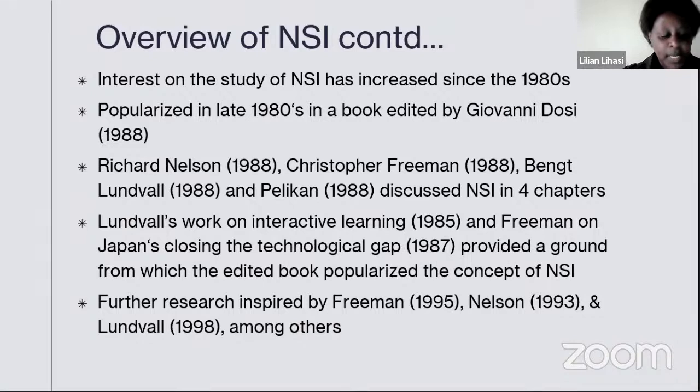We find that in this chapter, Nelson concentrated on institutions supporting technical change in the US. Freeman once more focused on the Japanese case. The chapters by Nelson and Freeman simply assume that there were national systems of innovation, but Landwell presents a theory as to why this might be the case. Therefore, we find that further research has been inspired by Freeman, Nelson, and Landwell, and we find now more researchers are coming up to do research in the systems of innovation, just as the chair had presented.